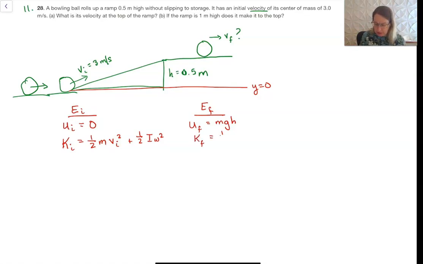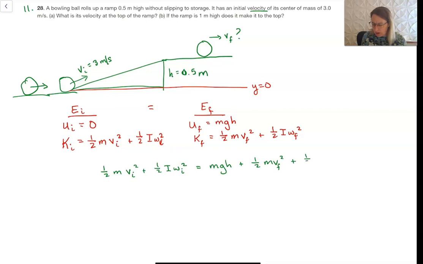If we've got a final speed, that's 1/2 m v final squared plus 1/2 I omega final squared, right? If it's going slower or faster, then it's going to have a different omega. And so we say these energies are equal to each other. So I just get 1/2 m v initial squared plus 1/2 I omega initial squared is equal to mgh plus 1/2 m v final squared plus 1/2 I omega final squared.